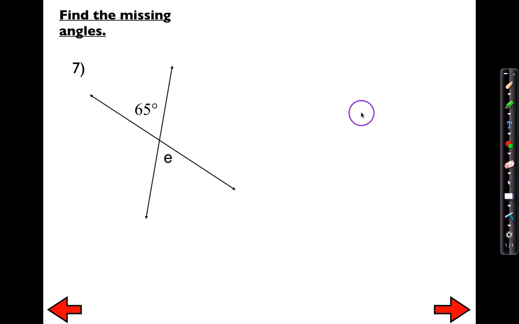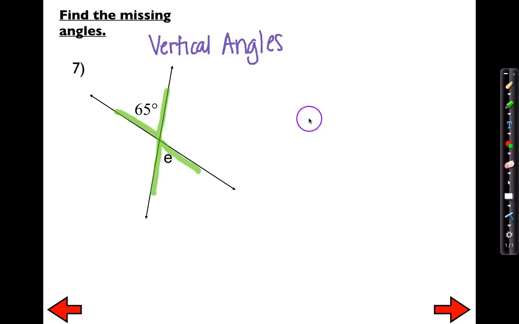Now, I'm going to go ahead and show you how to do 7. First of all, I'm going to recognize what kind of relationship this is. Well, if you haven't noticed already, I noticed that these angles are, hopefully you guessed it right, vertical angles. And the one thing that I know about vertical angles is the fact that vertical angles are congruent.